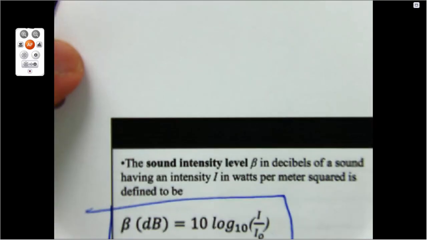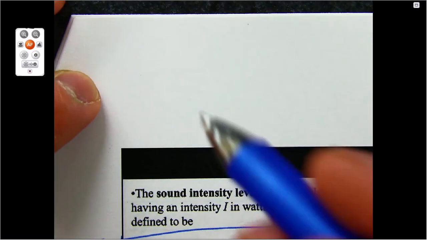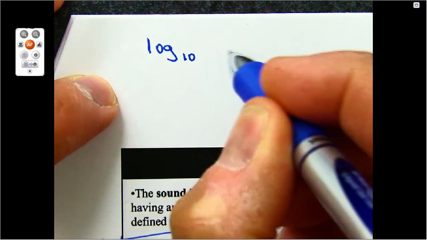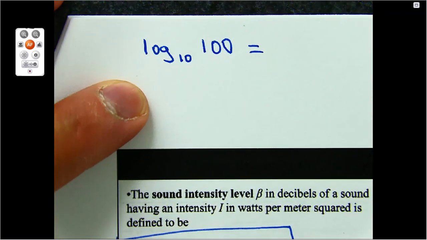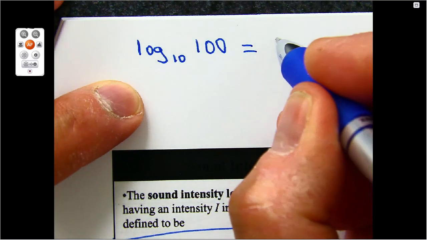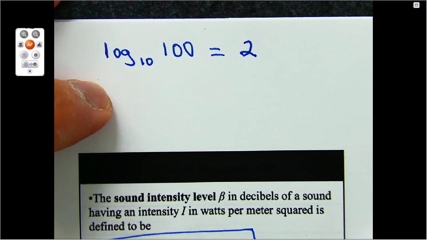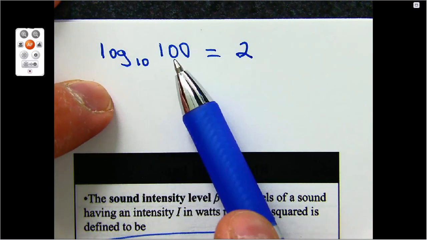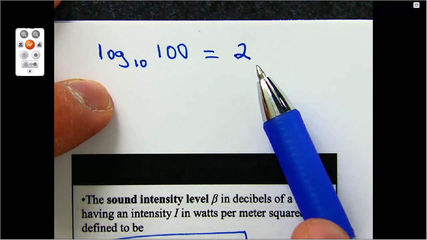Everybody's favorite math, logarithms, right? But it's really easy. Logarithms are really easy. Here's how you remember this. Log base 10 of 100 is equal to what? It is equal to 2. Because when you put 100 in your calculator and hit log, what does this 2 represent?